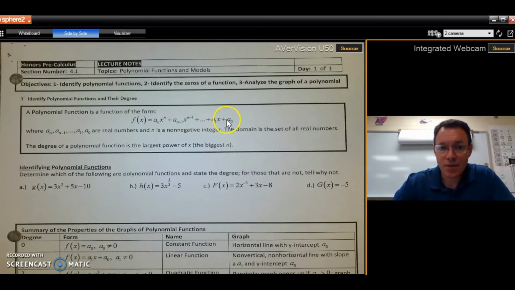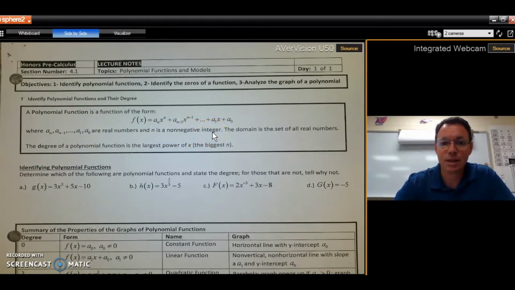You don't have to have a constant. You could have an x to the fourth, then your next one could be an x squared. You could be missing a term. But this is an example of a polynomial function, where each of these numbers out front, if you look down here, it says where these a's are real numbers, and n is a non-negative integer.